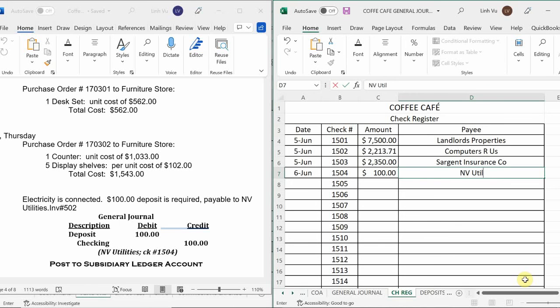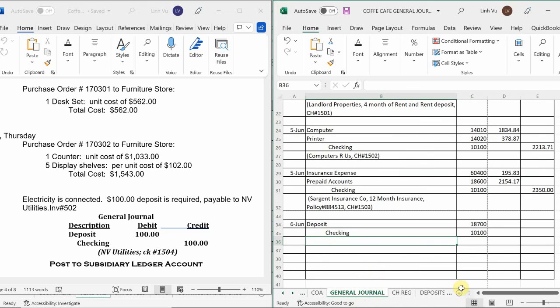NV Utilities. Okay. So therefore, I cut check number 1504. So I'm going to go ahead and put in that I worked with NV Utilities. This was an electricity deposit. I wrote check number 1504. Electricity deposit, utility deposit, whatever you want to call it. And it was for $100.